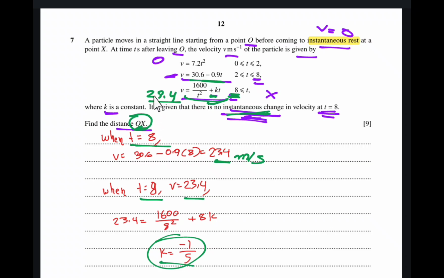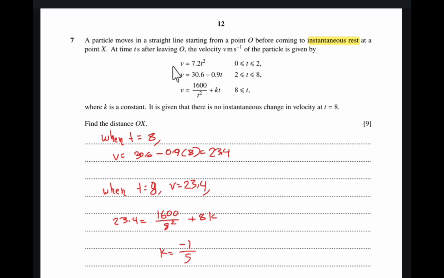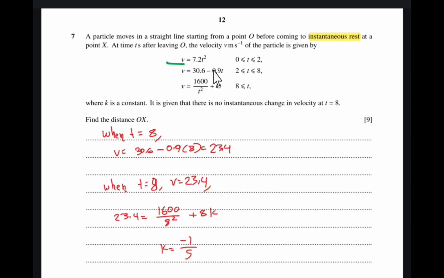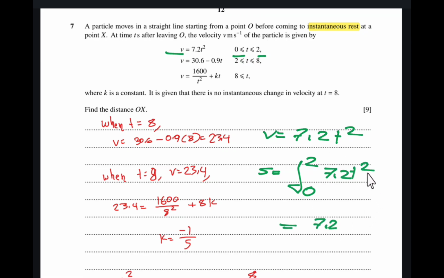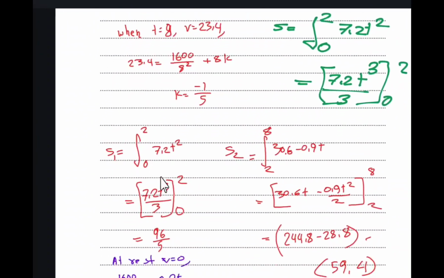So what would be the total distance OX? The first distance would be from the first equation, where we have been given the velocity. Integrating velocity, we would get the distance. So s would be integrating velocity between time t equals 0 and time t equals 2. That is, integrating 7.2 t squared gives 7.2 t cube, divided by the power, that is 3. So we have completed the integration. Now we just substitute the values to find our first distance.